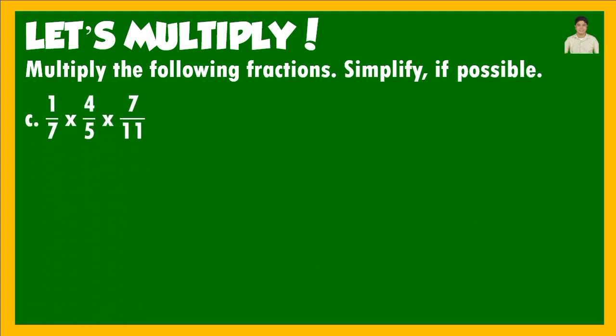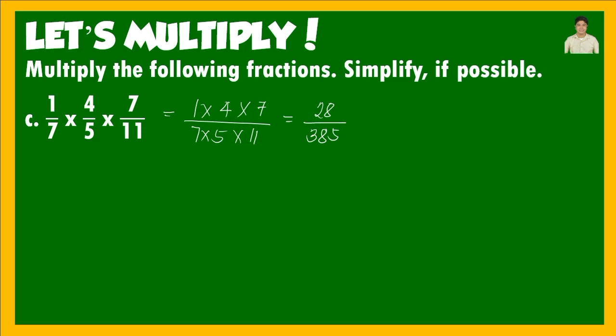So we have letter C, 1 over 7 times 4/5 times 7 over 11. So let us multiply the numerators. So 1 times 4 times 7 over the denominators, 7 times 5 times 11. So 1 times 4, we have 4, times 7, we have 28, all over 7 times 5, we have 35 times 11, that is 385. So, i-multiply po ninyo 35 by 11. You'll get 385. And then, simplify natin siya.